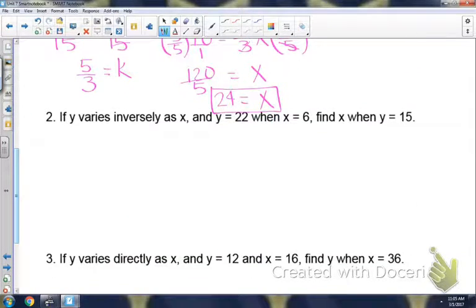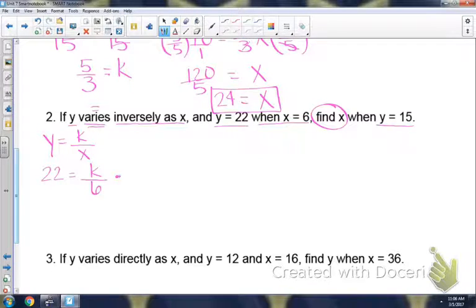Alright, let's look at 2. If y varies inversely as x, and y equals 22 when x is 6, we're finding x when y is 15. Notice this one says inversely, which means we will use y equals k divided by x. So if it says inversely, you should be dividing. Okay, so we're going to plug in. We know y is 22 when x is 6. So 22 equals your constant of variation over 6. So we're solving for k.